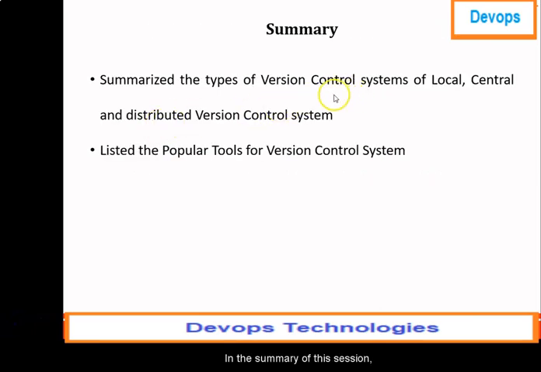To summarize this session, we covered the types of version control systems, local, central, and distributed, and listed popular tools for version control. I hope that you are clear with the types and tools of version control systems. The next, third session of Module 1 will cover the introduction to continuous integration in the next video lecture.